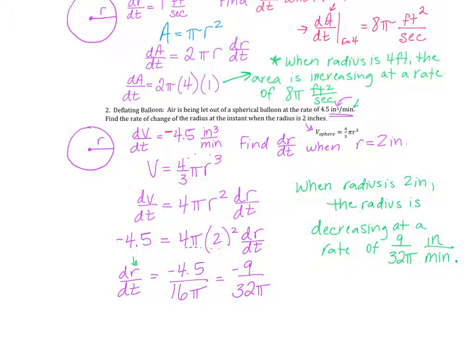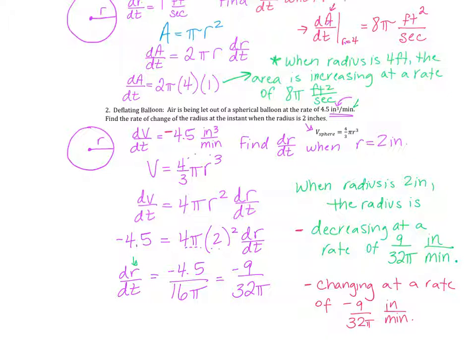And I know you're like, just tell me one thing, but there's so many different things that they could be doing, and I want to be very clear. Notice I said decreasing at a rate of a positive. You could also say when the radius is 2 inches, the radius is changing at a rate of negative 9 over 32 pi inches per minute.